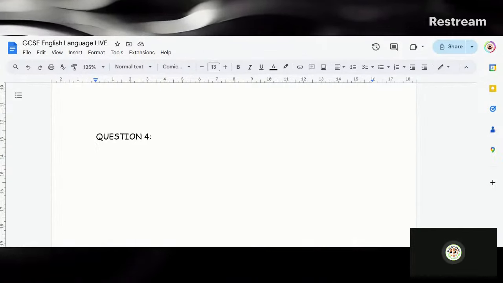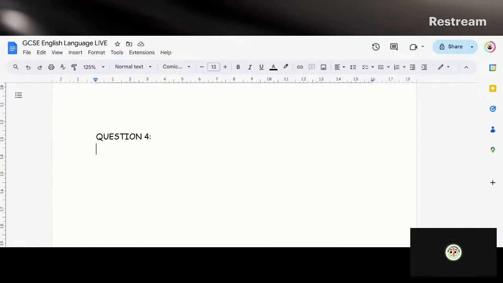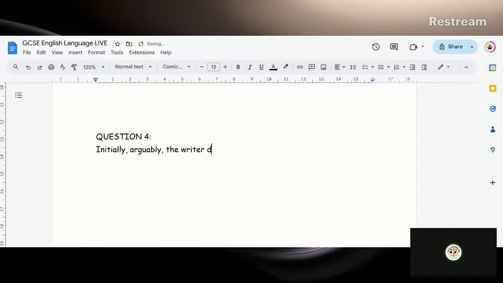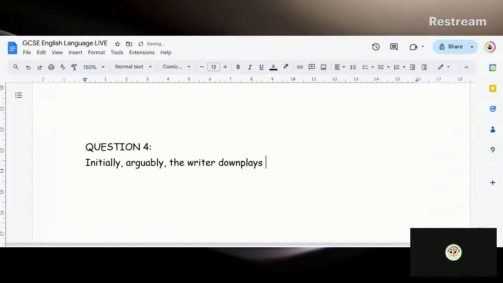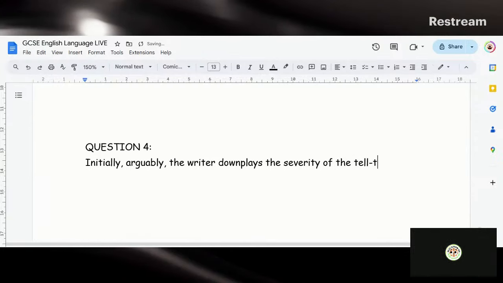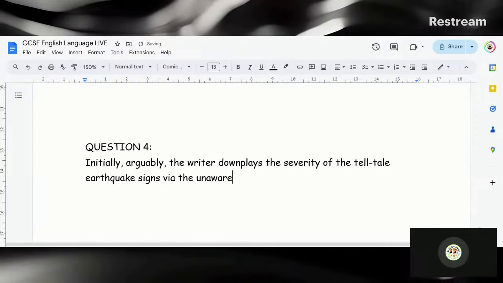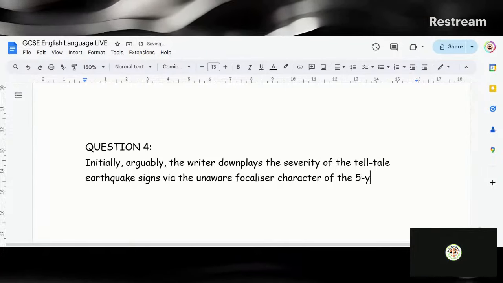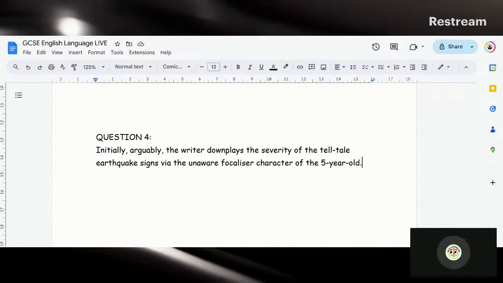So we can begin. Well, obviously, initially, there's the harmony, there's the exposition suggests that everything is all good and there's nothing wrong. So we can say, initially, arguably, because we're opening to suggestion, the writer downplays the severity of the telltale earthquake signs via the unaware focalizer character of the 5-year-old. Okay, so we're suggesting that initially everything seems to be fine because of how blissfully unaware the young child is.